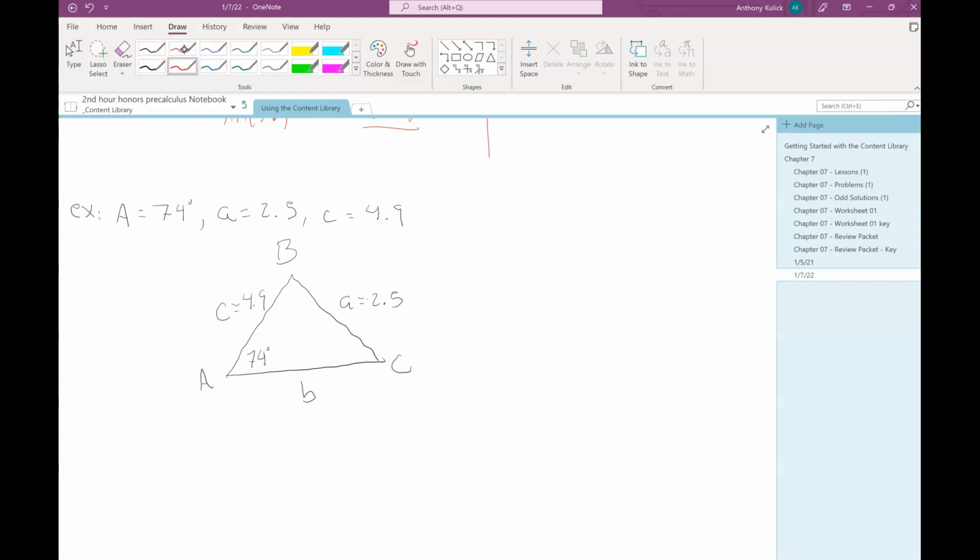Again, we notice that this is the SSA situation. That tells me I should be using Law of Sines to do this. Next thing in the SSA situation is I want to check that given angle. I notice it's acute. So then I want to compare the lengths of the two sides. Is the side opposite our given angle bigger or smaller than the other given side? Smaller. So that's the 0, 1, or 2 triangle situation.